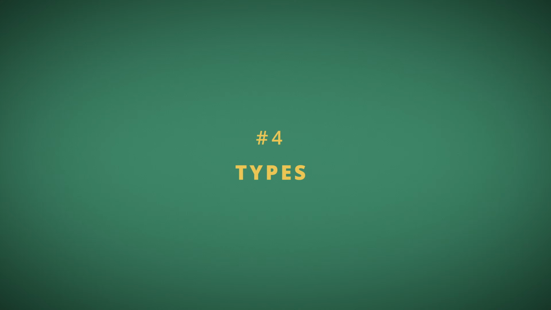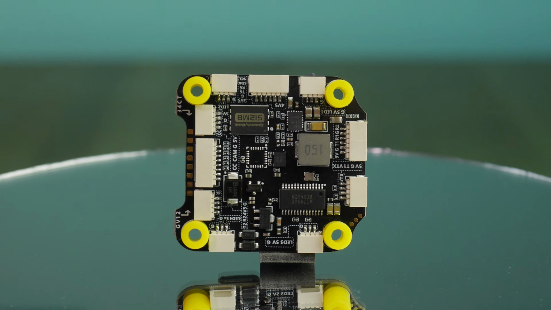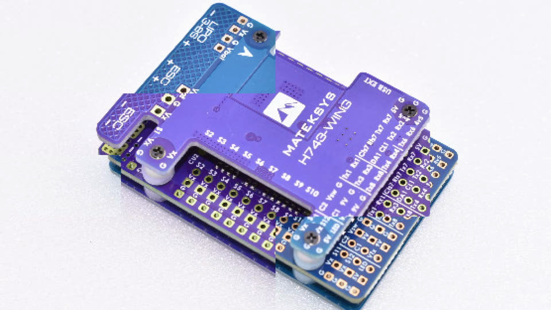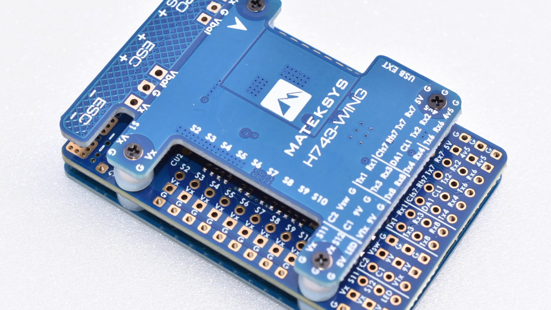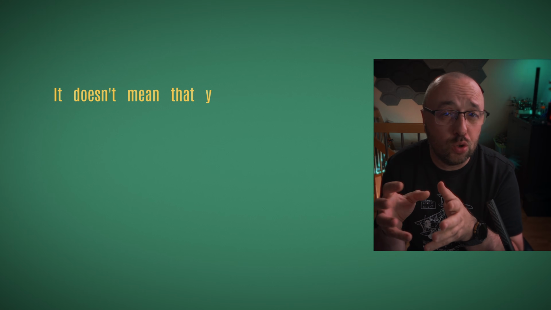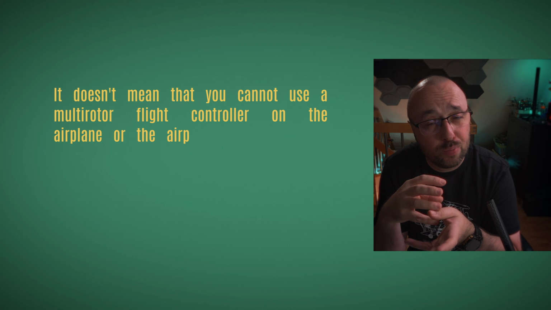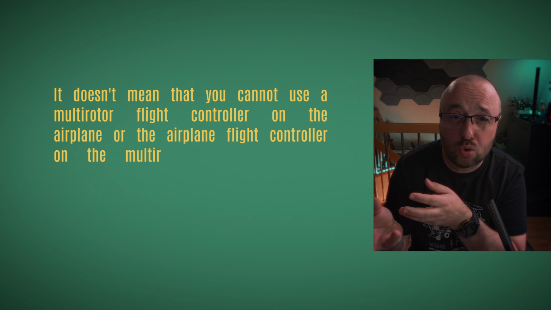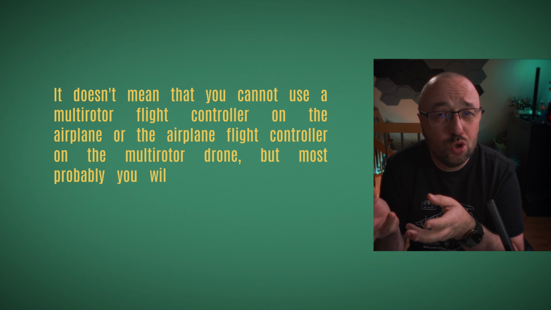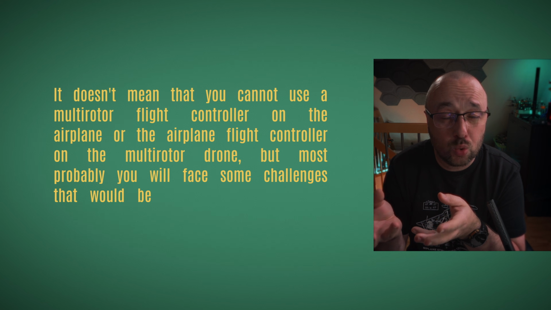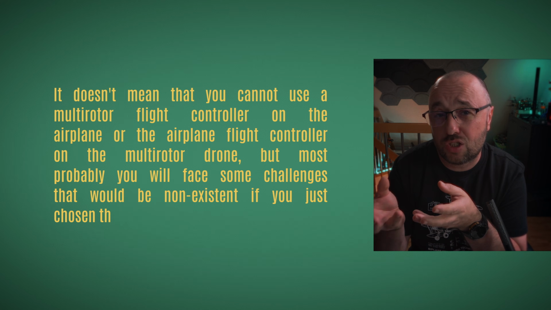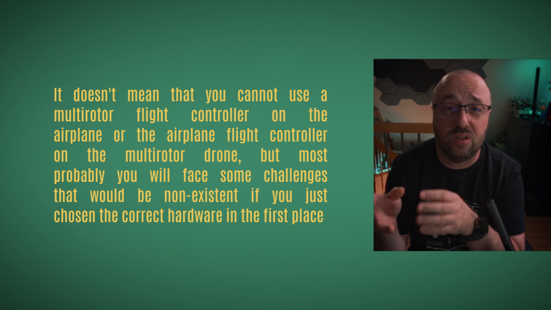Now, what are the types of the flight controllers? There are two major types of the flight controllers. One is the multirotor oriented and the second one is the airplane oriented. This is just a specialization of the flight controller. It doesn't mean that you cannot use a multirotor flight controller on the airplane or the airplane flight controller on the multirotor drone, but most probably you will face some challenges that would be non-existent if you had just chosen the correct hardware in the first place.